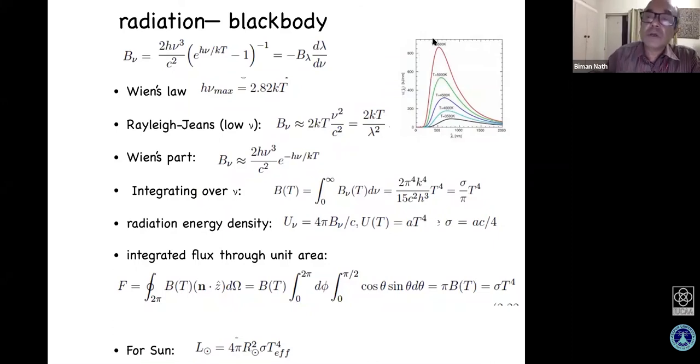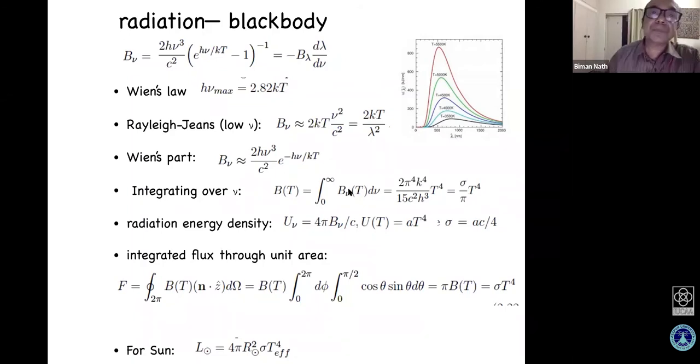The peak shifts towards shorter and shorter wavelengths as you increase the temperature, and that is known by Wien's displacement law. So this is in centimeters. So h nu, sorry, no, this is dimensionless. So h nu max, the energy of the photon at the peak, is roughly of the order of kT, say 3 times kT or 2.82 times kT.